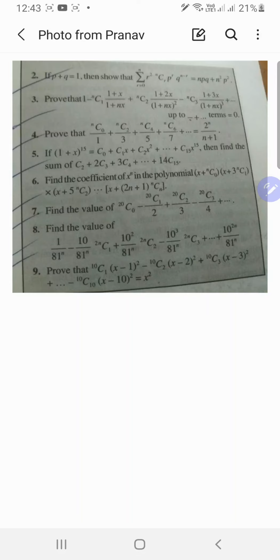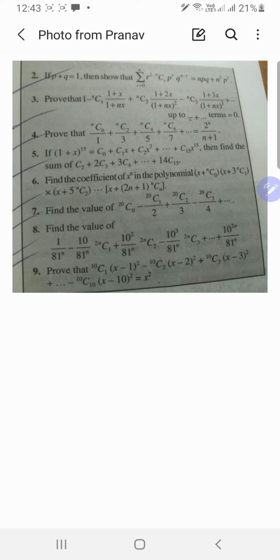Okay, so let's do these questions now. So the first question is that if p plus q equals 1, then we have to show that this summation from r equals 0 to n of r squared nCr p power r q power n minus r is equal to npq plus n squared p. Okay, this is really weird.